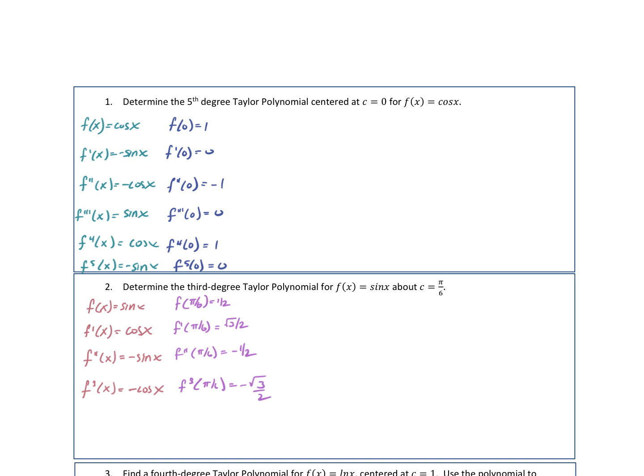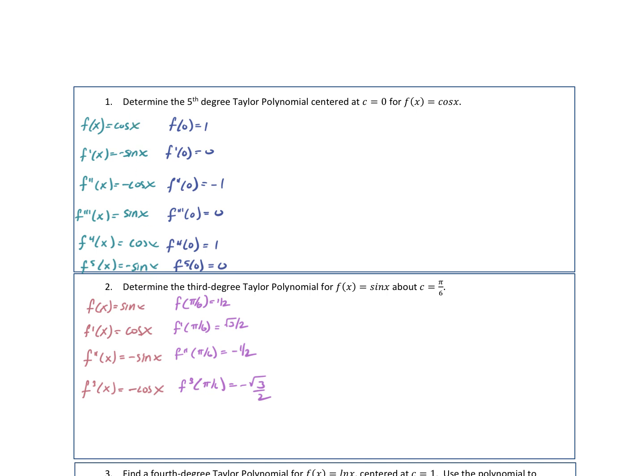So I went ahead and found all the derivatives just to save time here. This is asking us to find the 5th degree Taylor polynomial for cosine of x centered at 0. So you always start with the function. Because it's 5th degree, I need to go up to the 5th derivative. So all I did here was find all the derivatives. So f prime is negative sine, f double prime negative cosine, triple prime, 4th derivative, 5th derivative. So I just worked my way down.